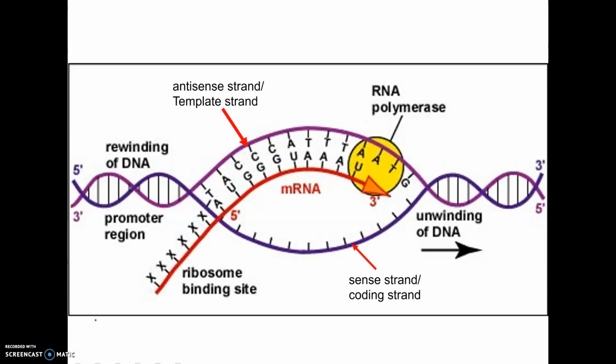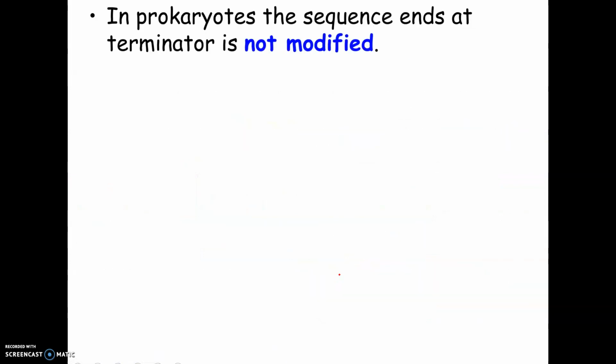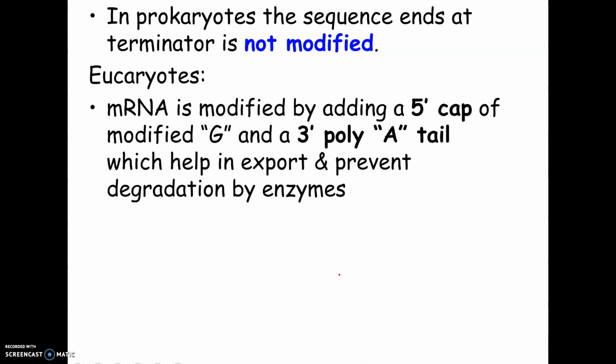All right, and this diagram shows the same thing. Template or antisense strand, this is the side the mRNA is copying, and the code on this mRNA will actually be identical, with the exception of U instead of T, to the sense strand or coding side of the DNA. Okay, in prokaryotes, again, there's no modifications. That's the end. Transcription happens, it's over, and translation can begin. In fact, it may even begin before transcription is over. But in eukaryotes, there are going to be modifications.